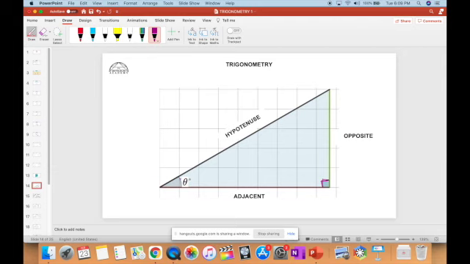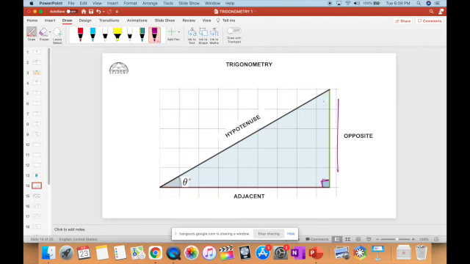However, if we consider this angle over here, then we have to know that if we consider this angle, then the side that is touching that angle would be the adjacent, and adjacent means next to, right? So if this is the angle we're looking at, then this side is adjacent to that angle, and this side is opposite that angle. Yeah.